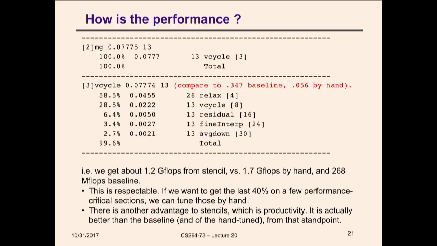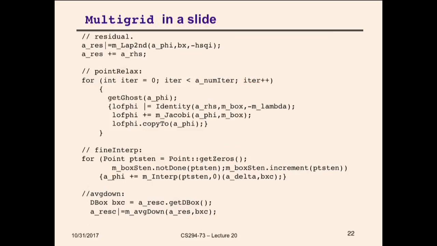So let me illustrate that by saying, here's all of the innards of multigrid on a single slide using stencil. So here's residual. Here's what the actual things that do the calculation look like. Residual is m underscore Laplacian 2d, so that applies Laplacian multiplied by minus 1 over h squared, and then increments that by the right-hand side. Point relax. Here's my loop over the number of iterations. I set the ghost values.